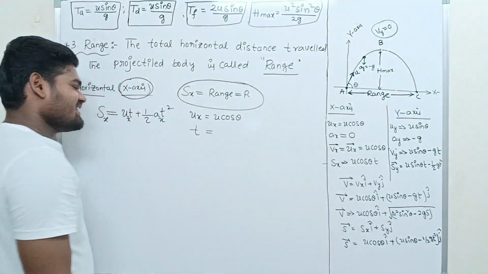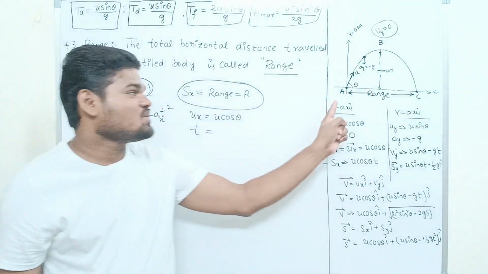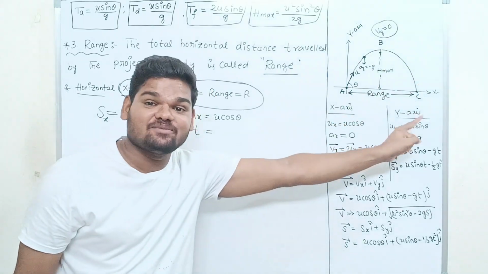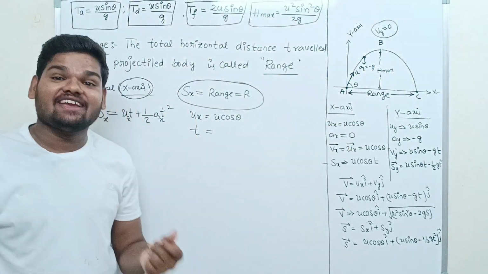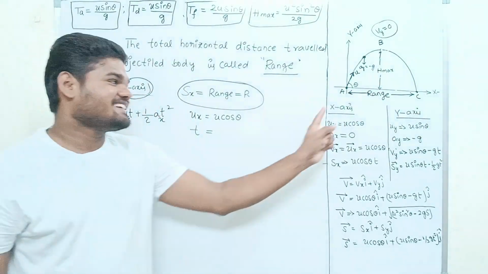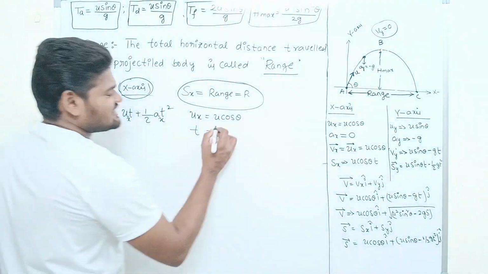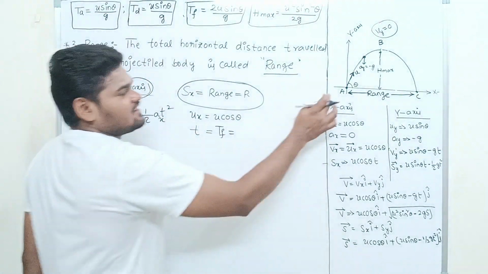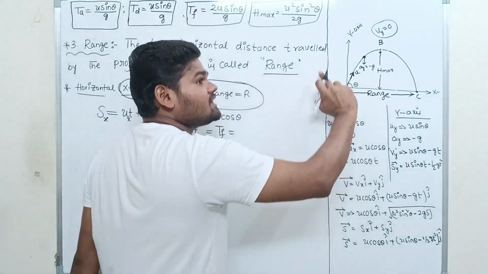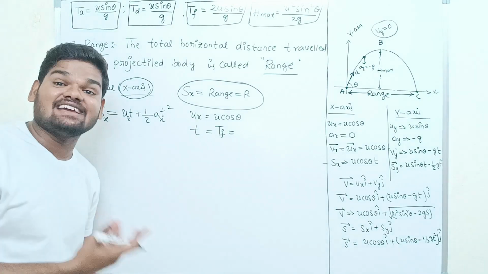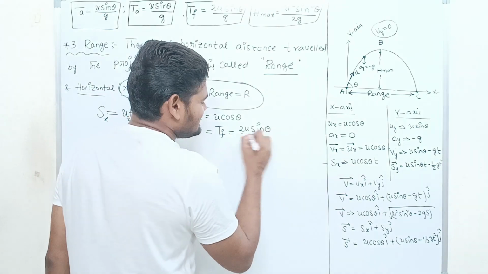Right. Time. Which time do we have to take? Range means the total horizontal distance traveled by the projectile body from point A to point C. So from point A to point C, the total time taken by the object to complete a projectile motion is called time of flight. The time taken to cover this total horizontal distance is nothing but the time taken by the body to complete projectile motion. That is time of flight. What is time of flight? 2u sin theta by g.